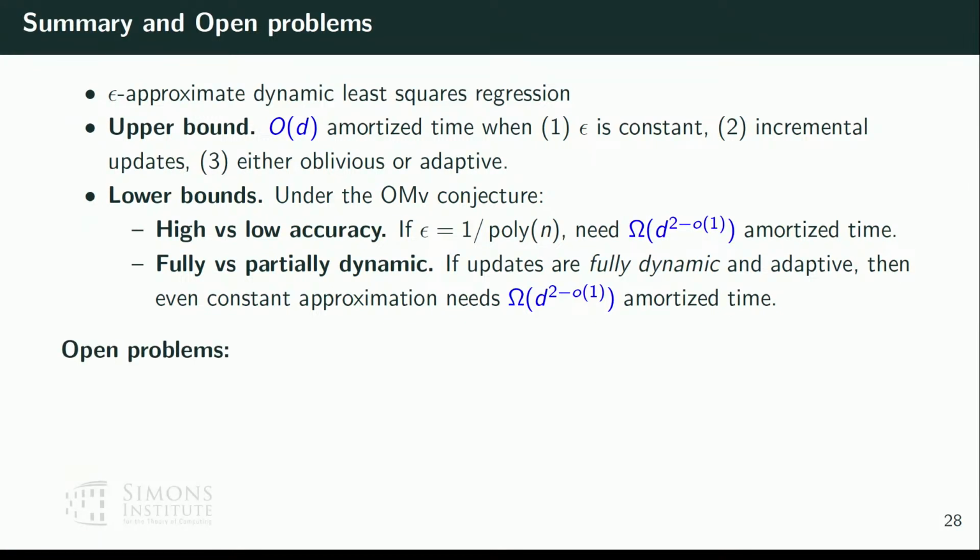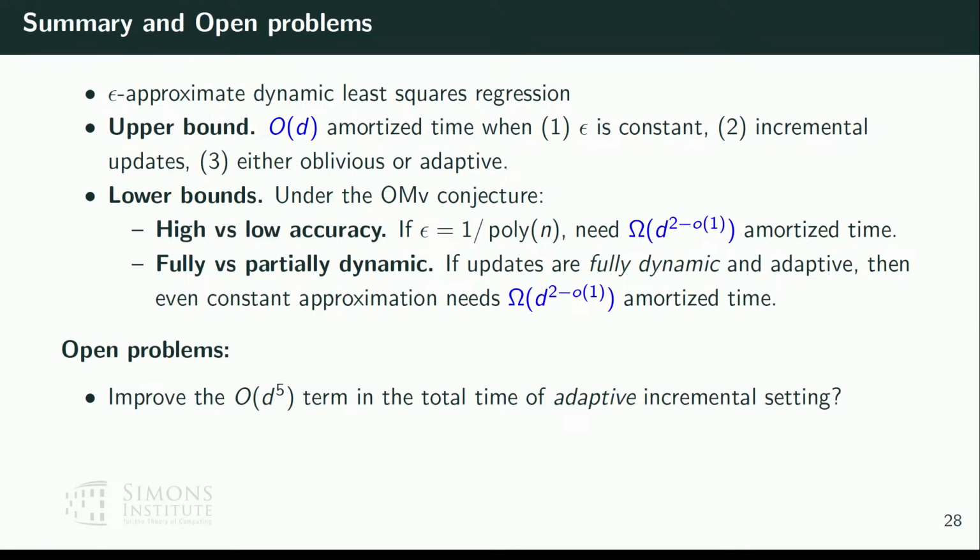And let me list some open problems. The first one is that right now, for adaptive incremental updates and for oblivious incremental updates, there's still a gap in the second term. And this only shows up in the analysis. The algorithm is still the same. So we wanted to know if we can improve this term.